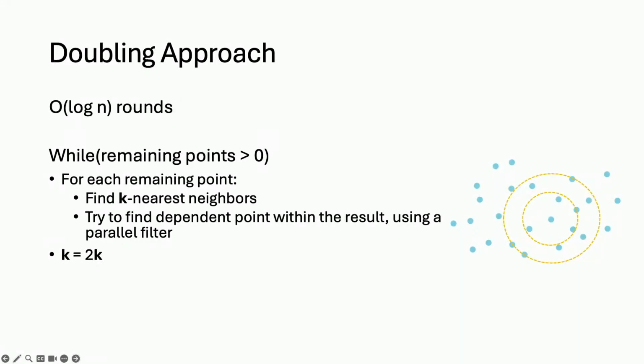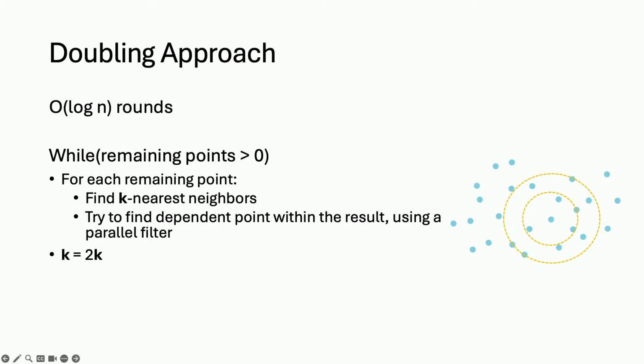So the doubling approach is pretty simple. The remaining points are the points that still need to find a dependent point. For each remaining point, we're going to find the k nearest neighbors, and then within these k nearest neighbors, we're going to try to find a dependent point within the result.